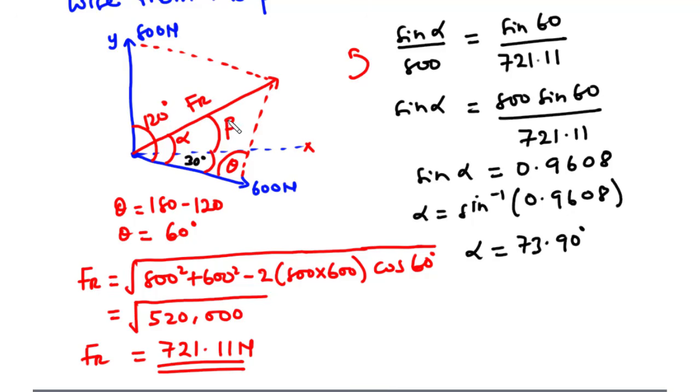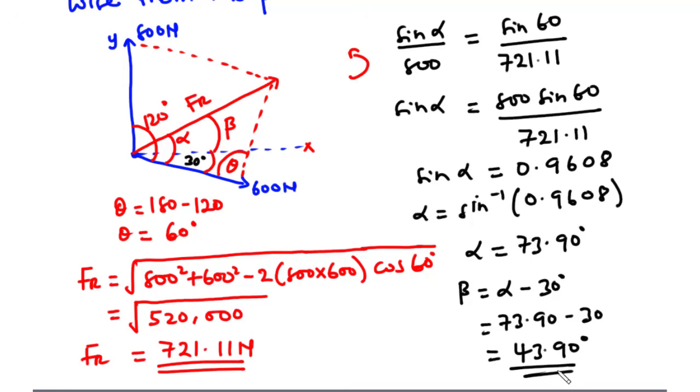Now because we are interested in finding beta, the angle between the positive x-axis and then Fr, now beta is equal to alpha minus this 30 degrees. So we have alpha to be 73.90 minus 30, which is equal to 43.90 degrees. So this is the angle between the positive x-axis and the resultant force.